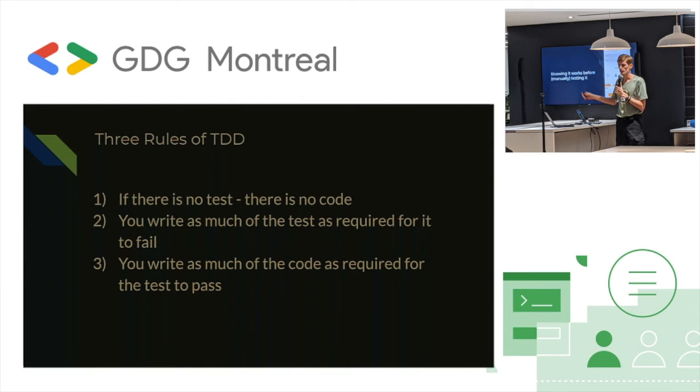Rule number 1, if there is no test, there is no code. Maybe that's why we have this idea that you need to write tests about everything first. But rule number 2 says that you only write enough tests to fail. So in fact, you will have very, very little of the first test before you start writing code. As rule number 3, you write your code until the test passes, and then you return to rule number 2, and it goes this way.